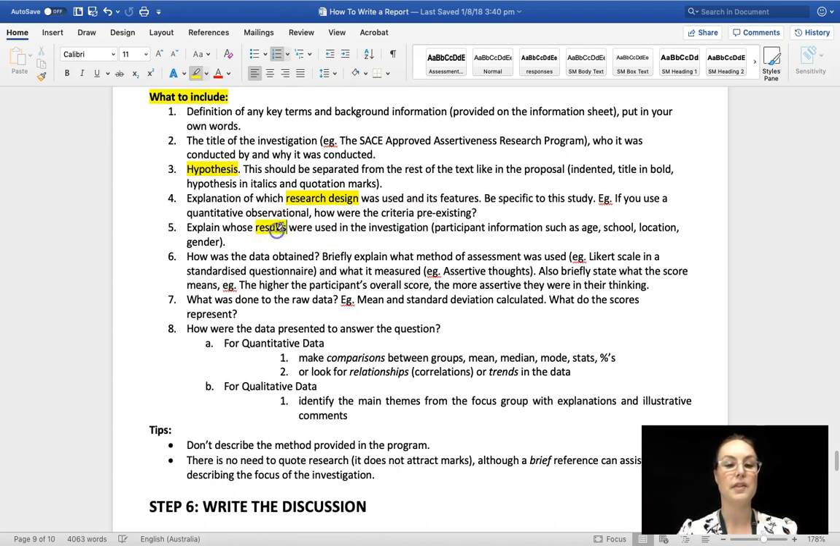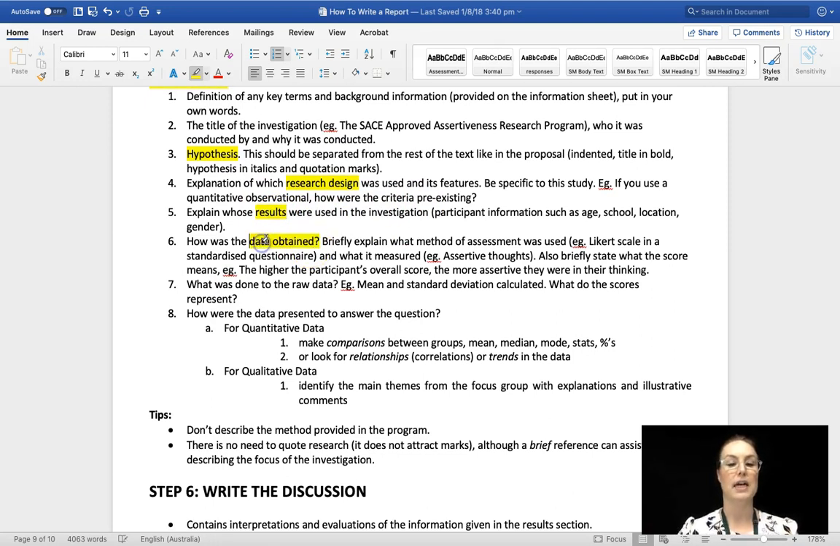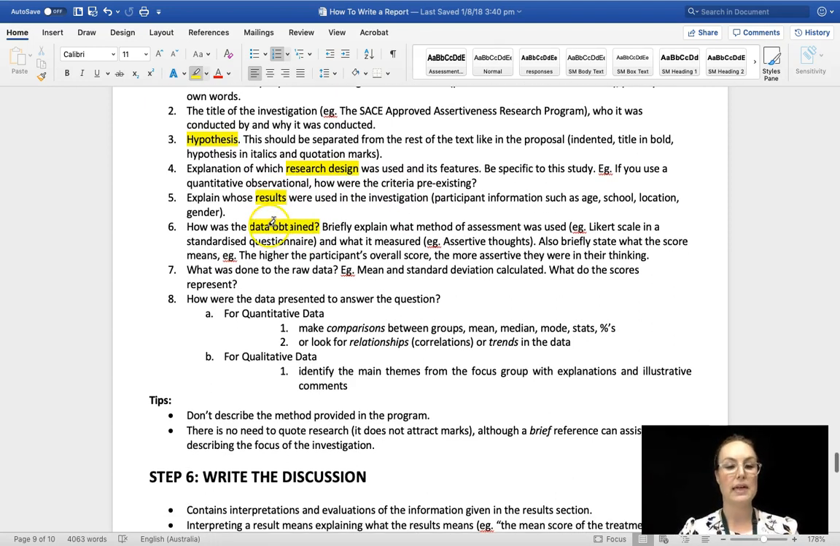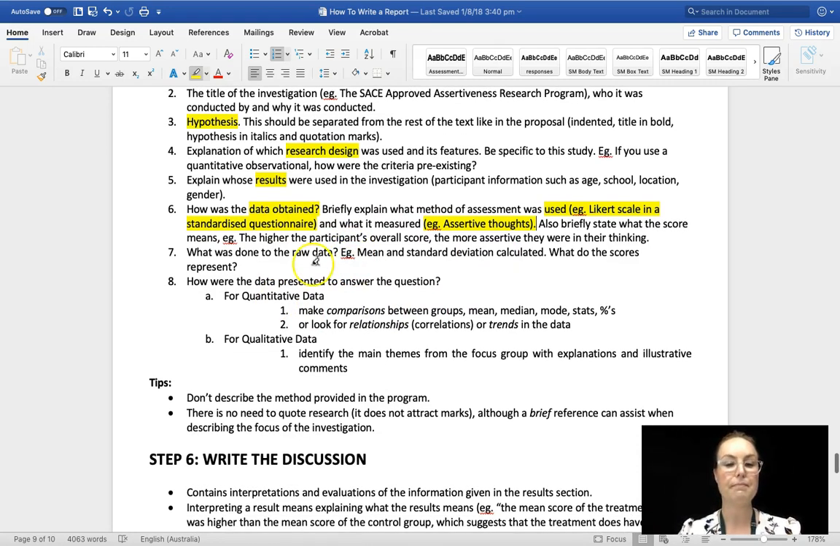You then need to talk about your sample, and you need to talk about how your data was obtained. Be careful when I say that, because what you don't want to do here is run through a method of what was done from beginning to end. What you need to do is talk about what method of assessment was used, or what measure. For example, was it a Likert scale in a standardized questionnaire? And what was it measuring? So for example, assertive thoughts. So being really specific about that.